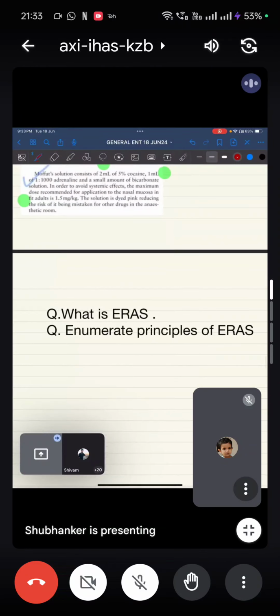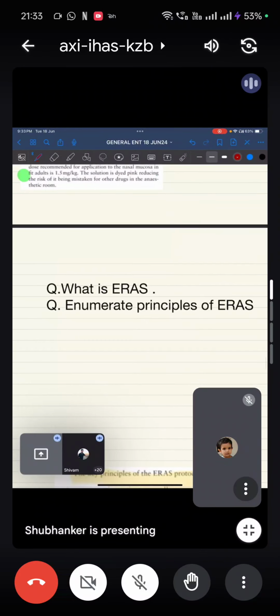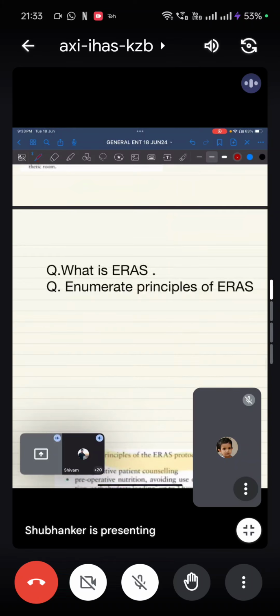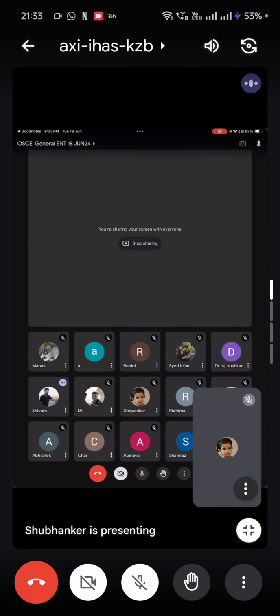Again, coming to this question, what is ERAS? Enumerate the principles of ERAS. So one thing you will tell me, one thing I will tell you, ठीक है? I request that हम लोग इस तरीके से ये थोड़ा सा interactive रखते हैं, because ENT itself, the clinical part is very interesting, theory is very boring, general ENT again very boring, है ना? So थोड़ा interactive रखते हैं, है ना? So किसको परेशान किया जाए?